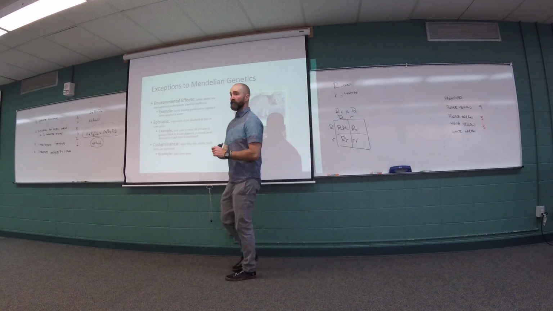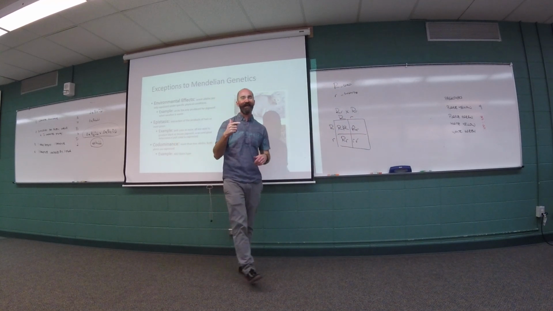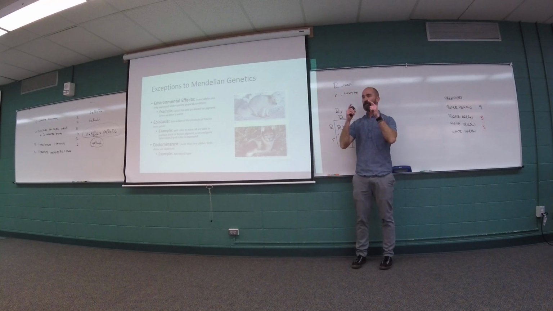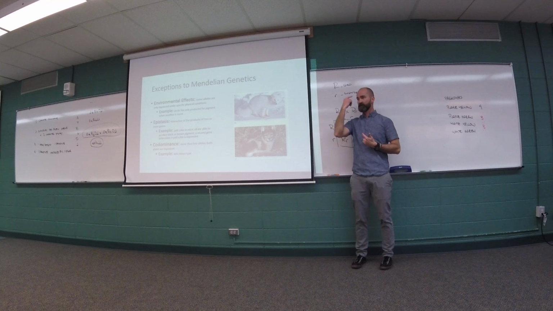Environmental effects, right? Okay, so codominance is very much like incomplete dominance. And codominance is where both alleles are expressed equally. That's hazel eyes. You see both the expression of the brown color and the green color.